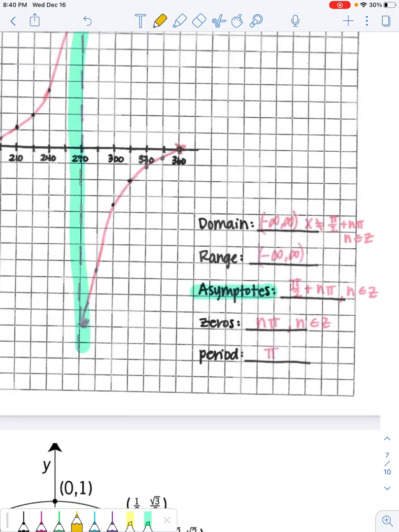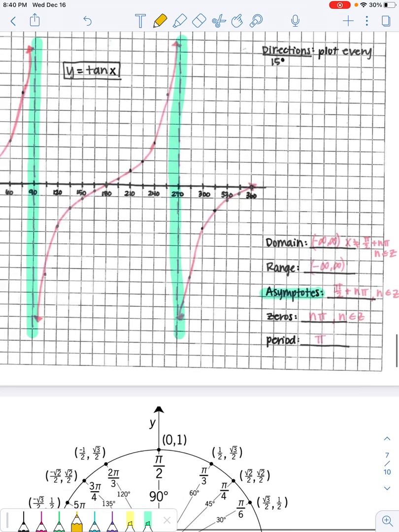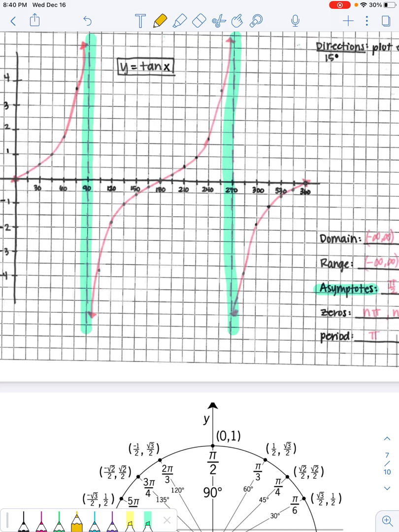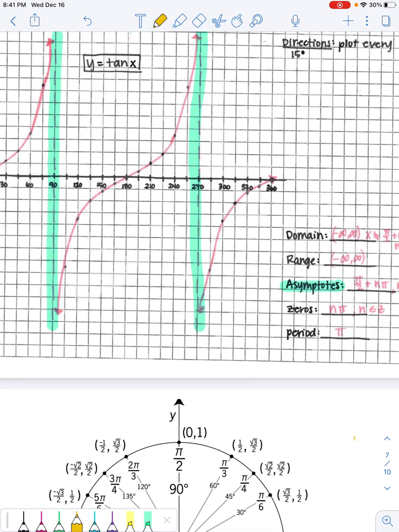Range, negative infinity to infinity. These functions, no matter what period or section you're looking at, decrease and increase wherever. Zeros happen in a pattern. We see one at 0, one at 180, another at 360, and so on. To talk about all those zeros, they would just be at every n pi.